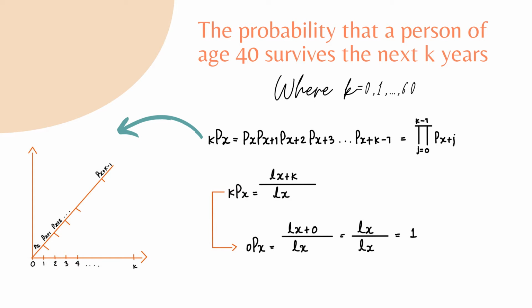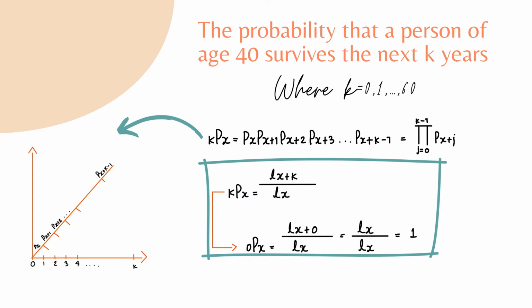So now we are going to start by computing kpx, which is the probability that a person of age 40 survives the next k years. This is why we have kp40, where k takes the value of 0, 1, 2, 3 until 60. For that, it is important to recall the formula. This is why we play it here in the presentation.